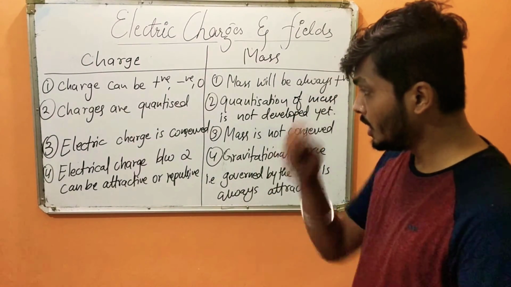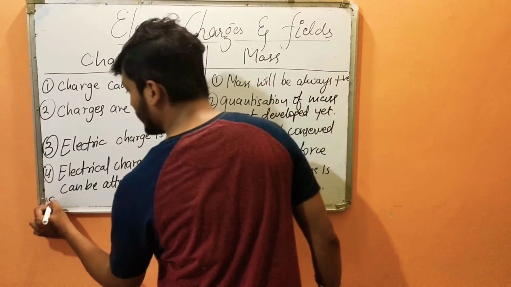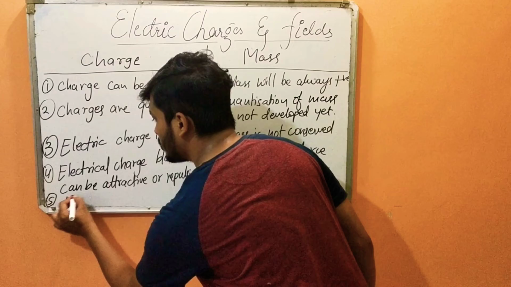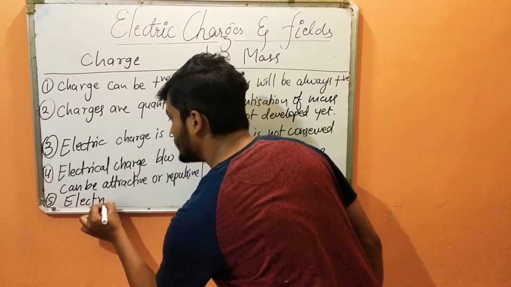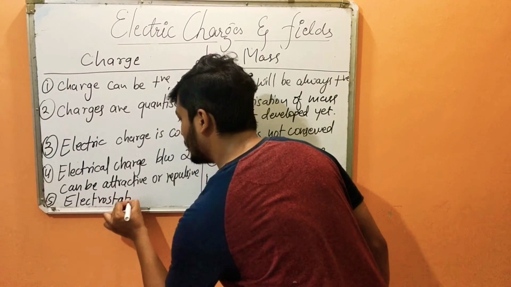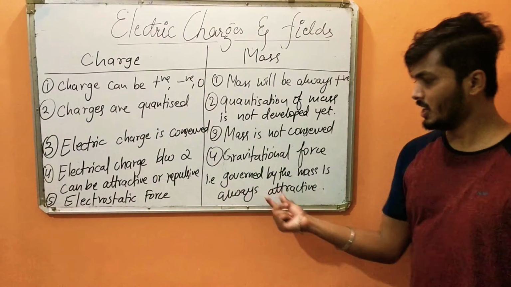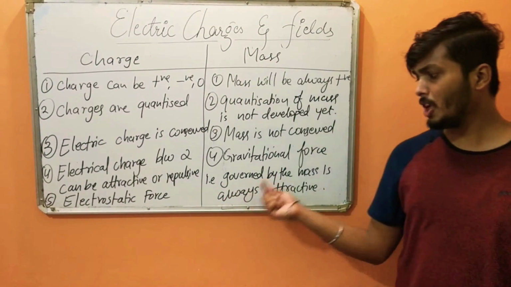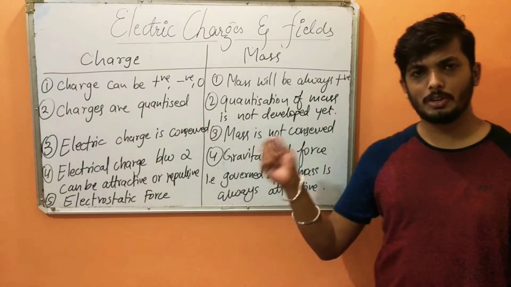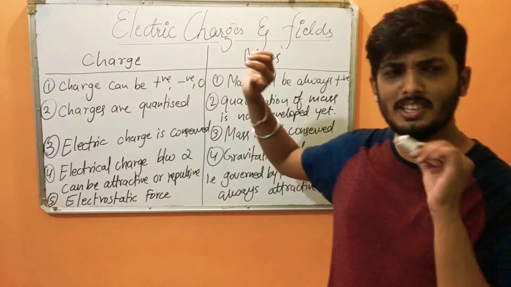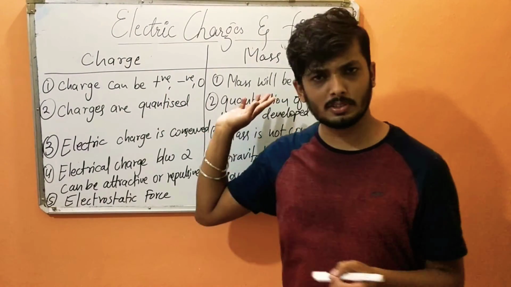So the last difference you can write here: within the charges, the force that comes into existence is the electrostatic force. And here, which force? Fifth difference, what will you write? Sorry for no space here. Gravitational force. So now it's quite clear, right? Now you can easily differentiate between charge and mass.